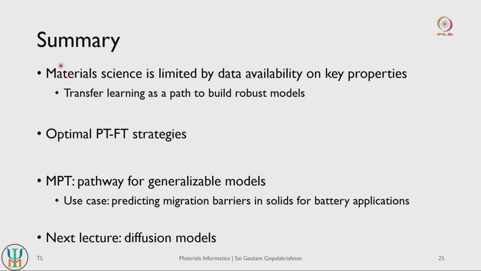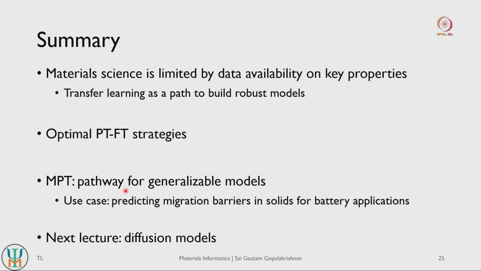So material science is limited by data availability, especially on key properties, and transfer learning can be a path to mitigate or reduce this data availability problem. In the last lecture, we looked at optimal pre-training fine tuning strategies. In this lecture, we found multi-property pre-training, or MPT, to be a pathway for generalizable models. We found that MPT models on an average perform better than pairwise transfer learning models.